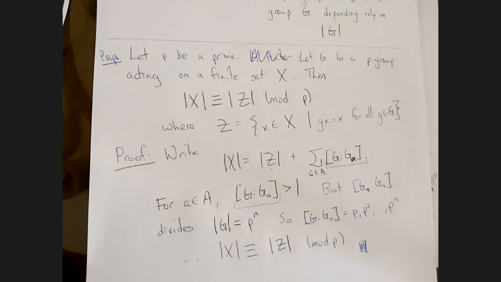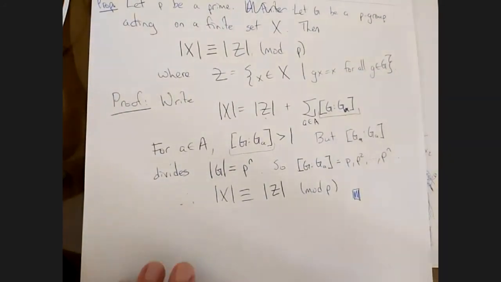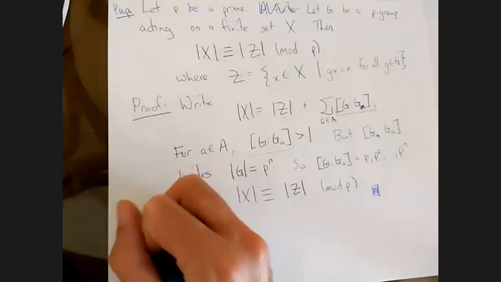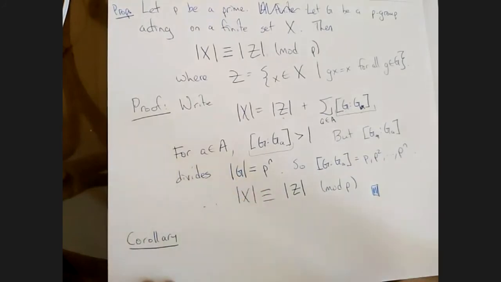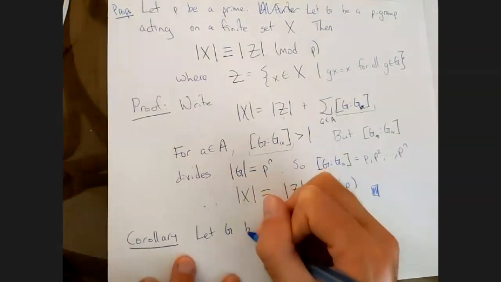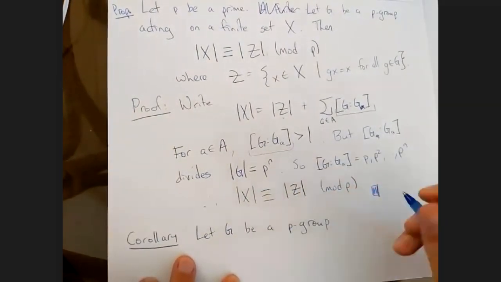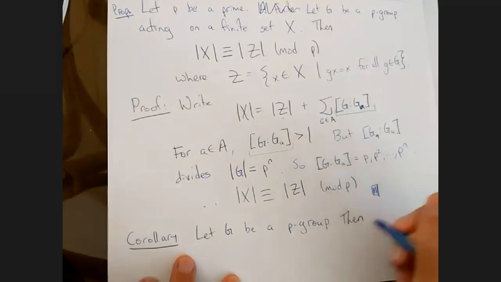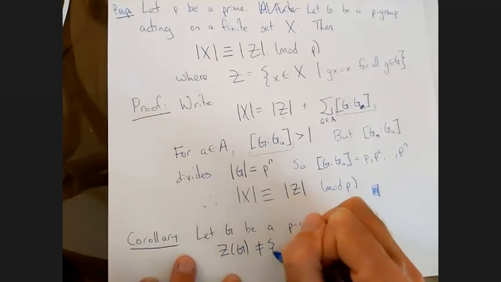Okay, and now right away we get a nice result about P groups from this proposition. We call this a corollary. Let G be a P group, then the center of G is non-trivial.